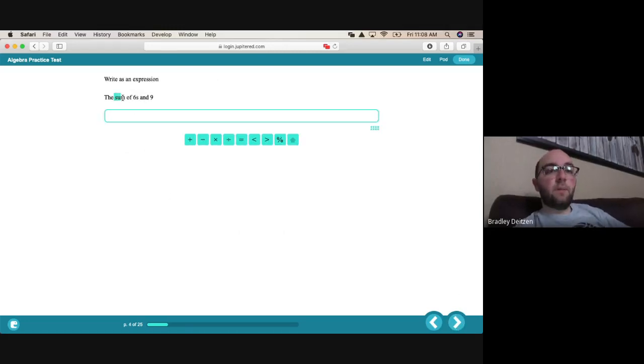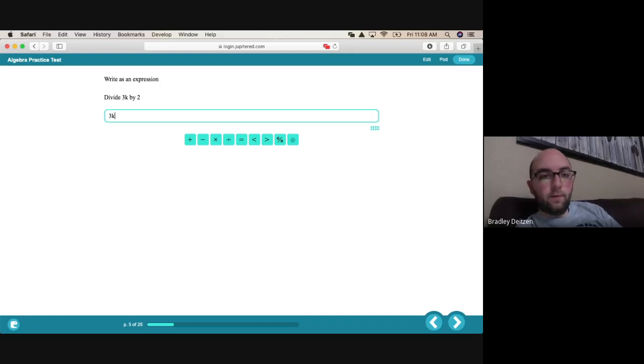The sum of 6s and 9. Well, sum means addition. So we're just adding those two numbers, or those two values. That's it, right? I often make this mistake too. Sum is addition, product is multiplication, right? I often flip those, so be careful there.